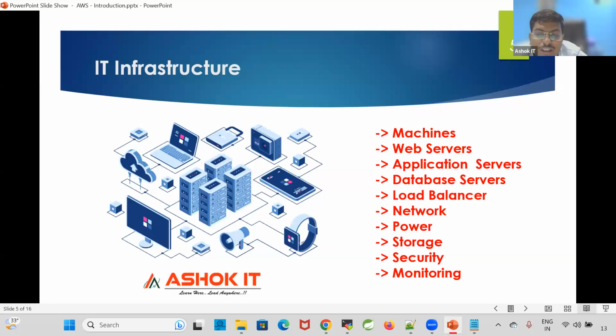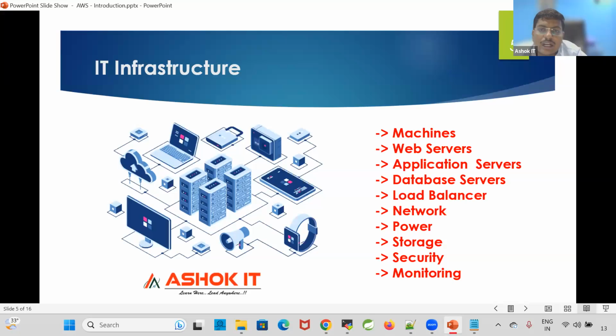You need servers to run the project. Web servers are required. Application servers are required. We need a database to store the application data. We need a load balancer to manage the load coming to the application. We need a network for our computers. We need power for the computers. We need storage for the application. We need security for our infrastructure, and we need to monitor our infrastructure.